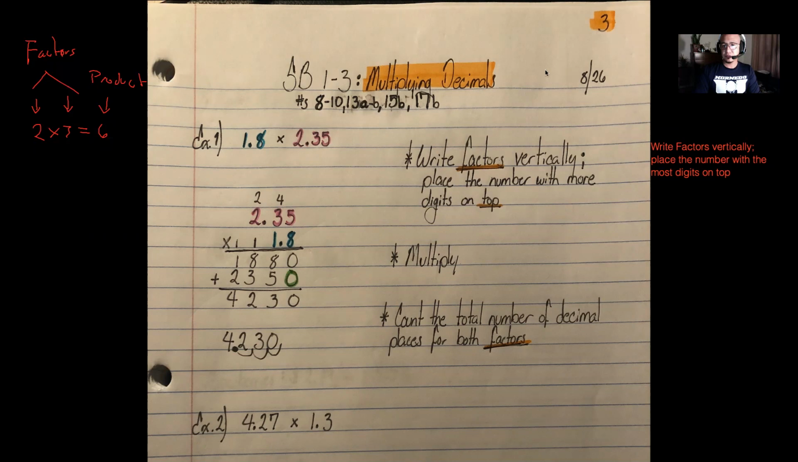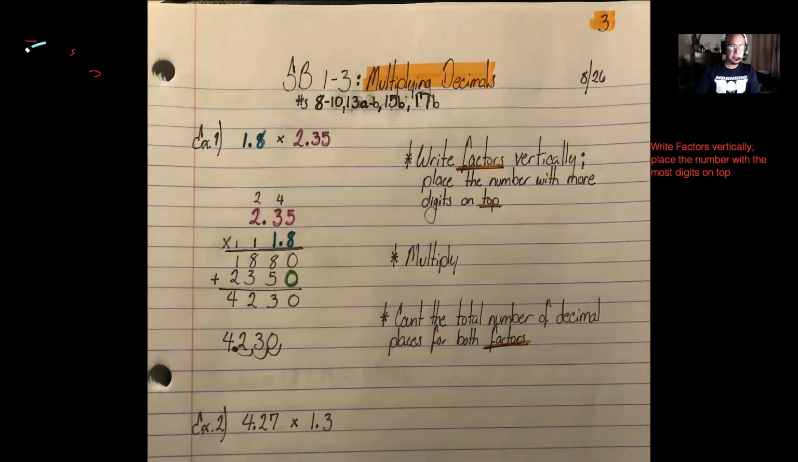Where's the eraser? Here it is. Okay, so with that in mind, the factors that we're multiplying here are 1.8 and 2.35. If you notice, 1.8 has 2 digits. Here's 1 digit, here's another digit. However, 2.35 actually has 3 digits. We have 1, 2 digits, 3 digits. So this number is going to go on top when I line them up vertically. Vertically meaning one on top of the other. That's all of what that means.